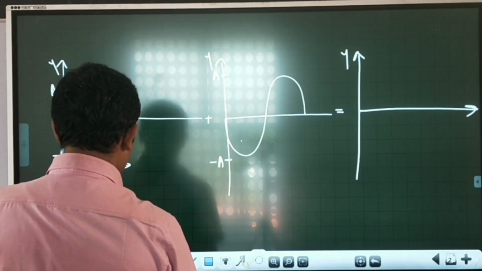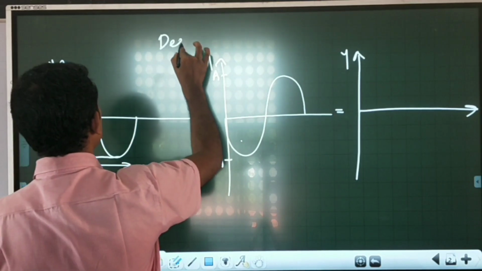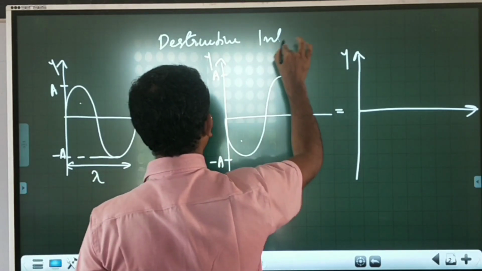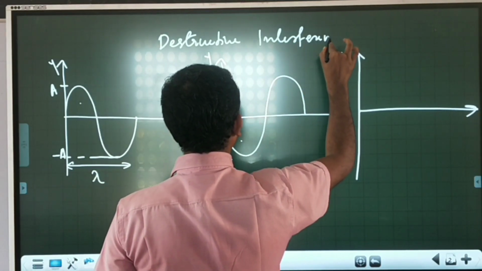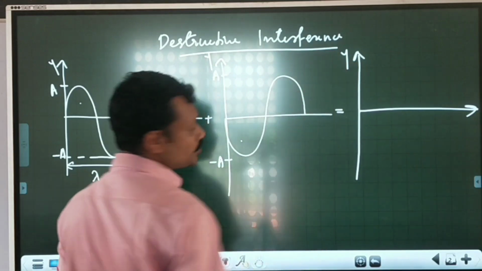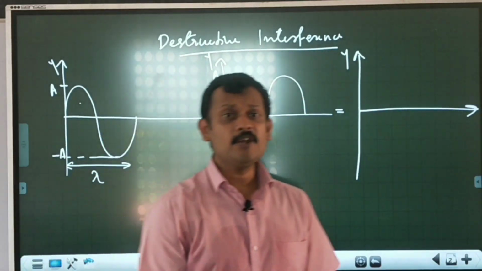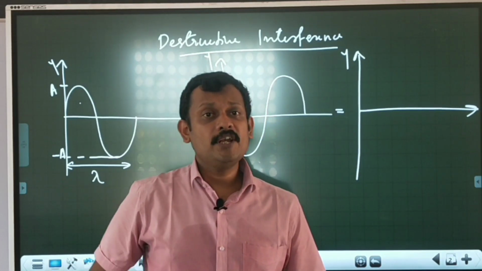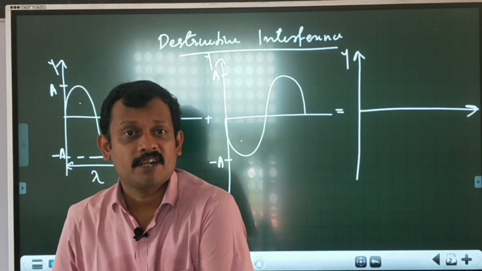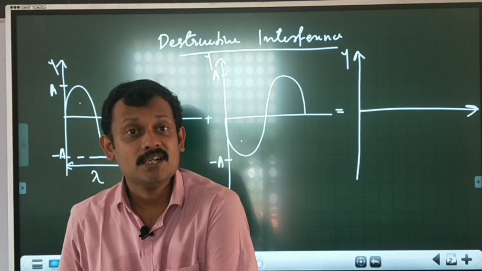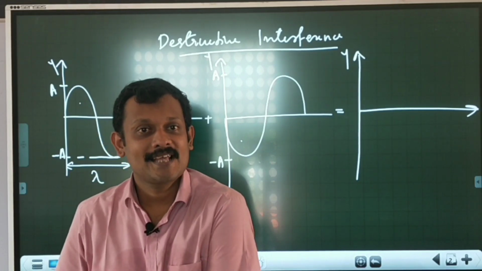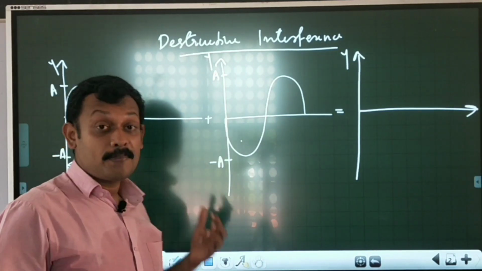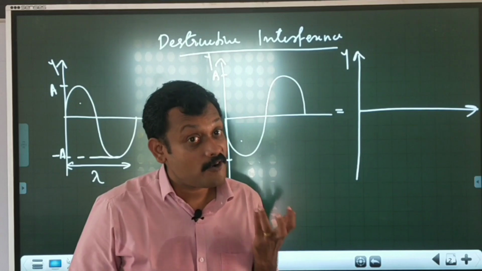And this kind of interference is called destructive interference. This is called destructive interference. So my question: how will you define the term destructive interference? It is that interference in which the crest of one wave is superimposed over the trough of the second wave.